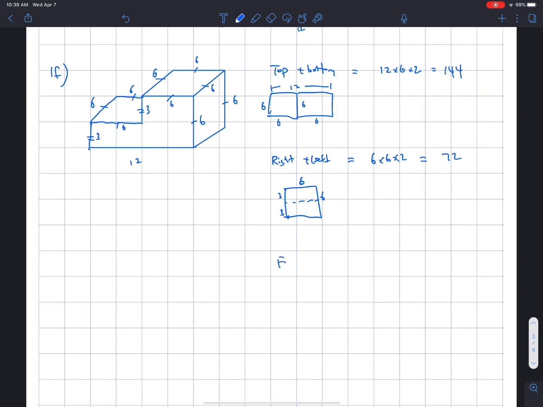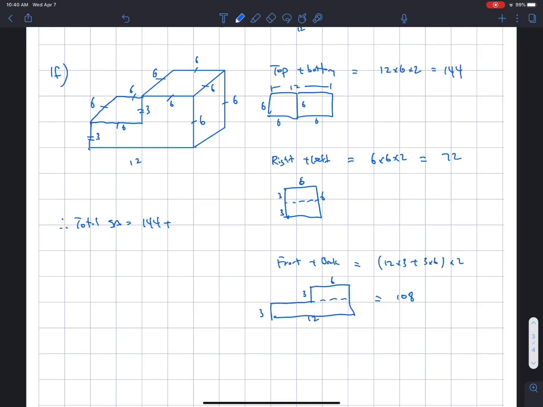And then finally, I still have the front and back. So this is my front piece. I have a 12 times 3 here. And then this is a 6 times 3. So 12 times 3 plus 3 times 6, and then times 2. We get 108. So total surface area is 144 plus 72 plus 108. We get 324 centimeters square.